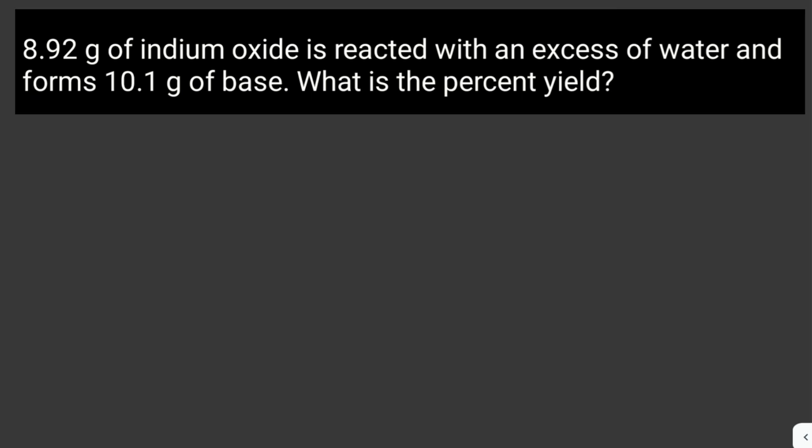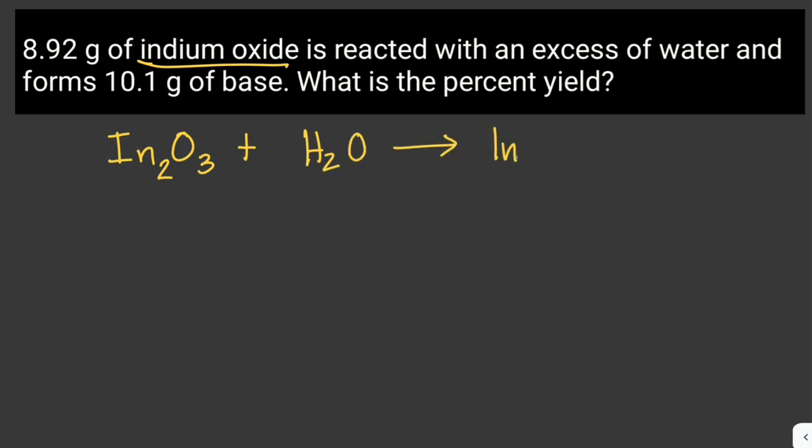All right, so before solving this, we need to write a balanced chemical reaction. So indium oxide, the formula of indium oxide is In2O3, reacted with water to form a base. So our base would be indium hydroxide. Then we balance this. We need 3, 6, 2 for indium. All right.